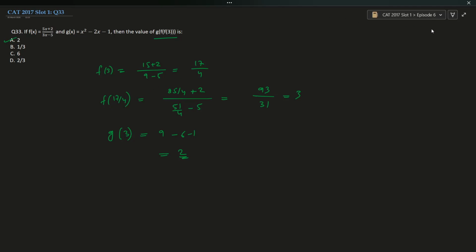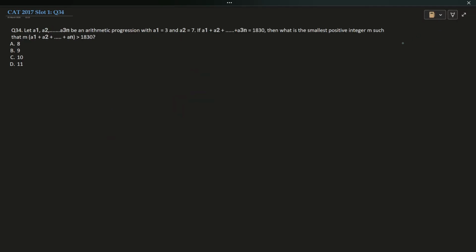Let's move on to the last question of slot 1, CAT 2017. Let a1, a2, up to a3n, so how many terms are there? There will be 3n terms. Be an arithmetic progression with a1 as 3, a2 is this one. So I have a1, a2, a3 till a3n. This is an arithmetic progression where a1 is equal to 3, a2 is equal to 7. That means I am adding plus 4. So again I will add plus 4. a3 will be 11, and it will go on. And summation of all the terms is given.